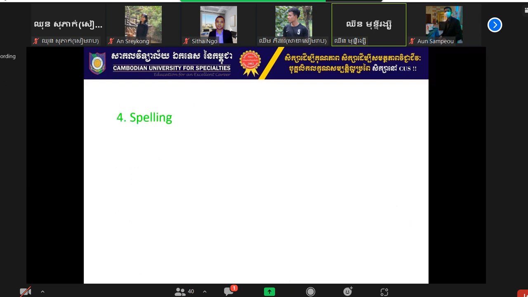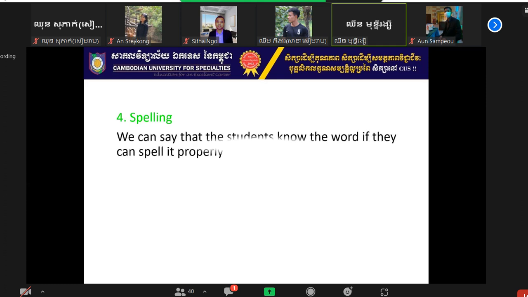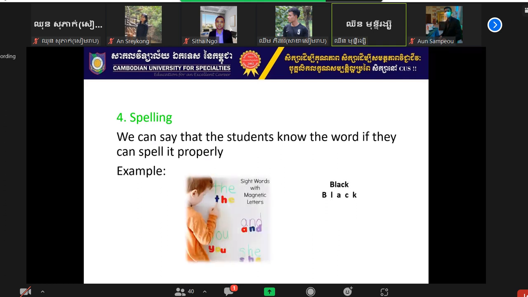The fourth point is spelling. For spelling, we can say that the students know the word if they can spell it properly. For example, the first example is black. We can spell black: B-L-A-C-K. Sunshine: S-U-N-S-H-I-N-E. The last one is enjoy. We can spell enjoy: E-N-J-O-Y.